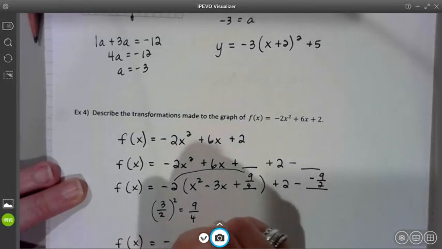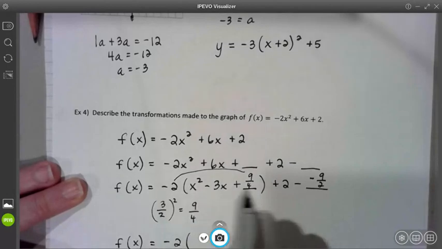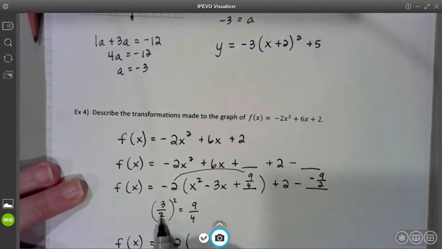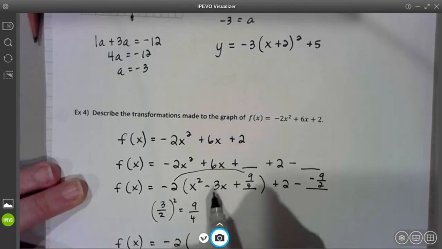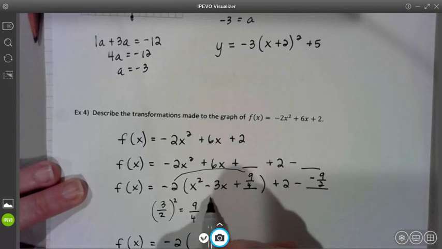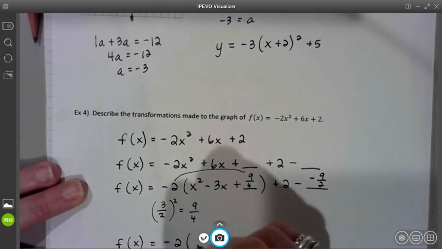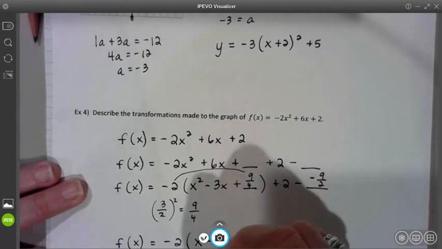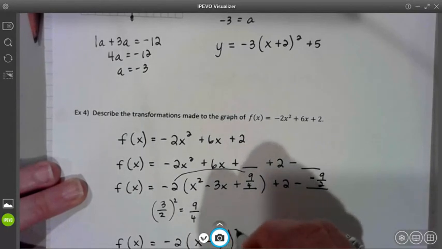F of x equals -2 times. This will factor to, if you notice, when you go to complete the square, it's always half of that middle that ends up in the parenthesis. So it's going to be half of that -3. So it'll factor to an x minus 3/2 and an x minus 3/2. That becomes x minus 3/2 quantity squared.